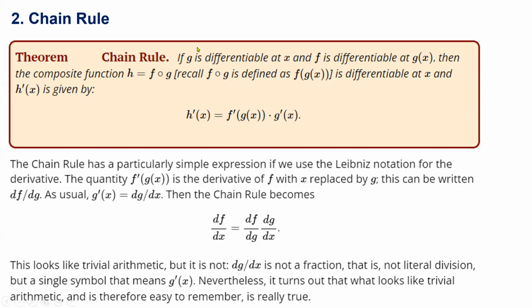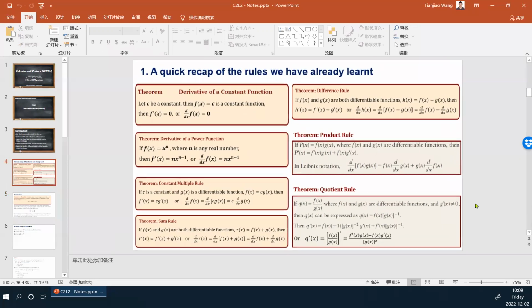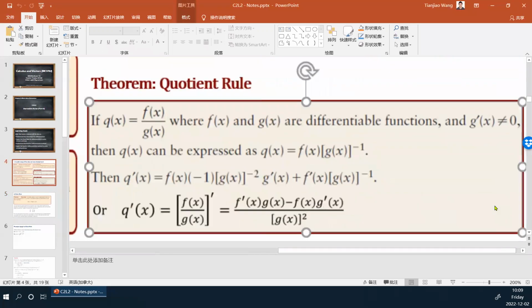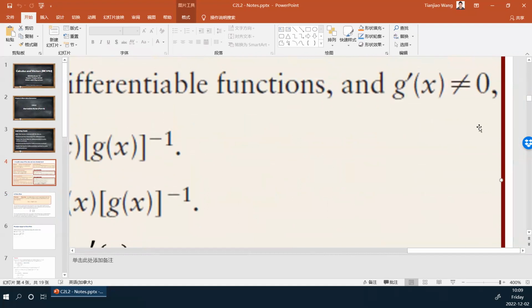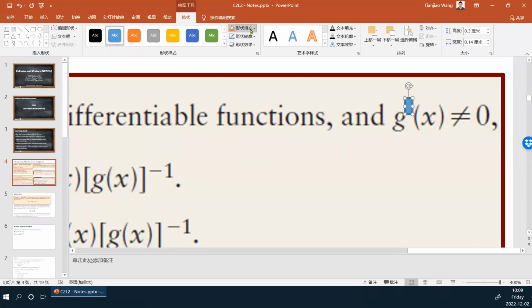Okay, have you finished? Now, before we proceed to the next exercise, let's correct a little typo here. So actually, this should be g(x) cannot be 0, not the derivative of g. Let's correct this.